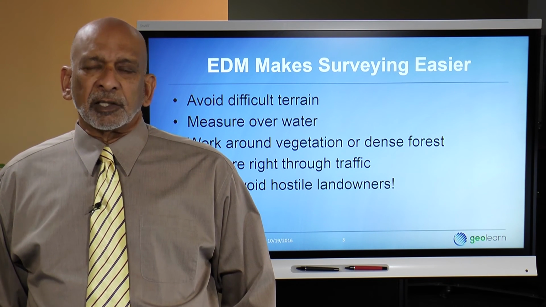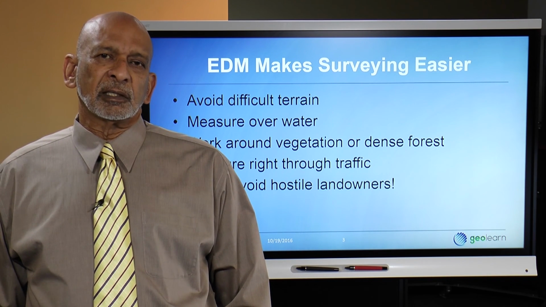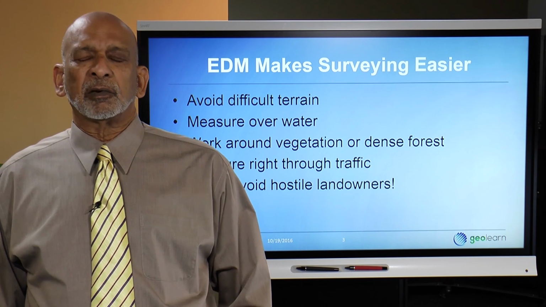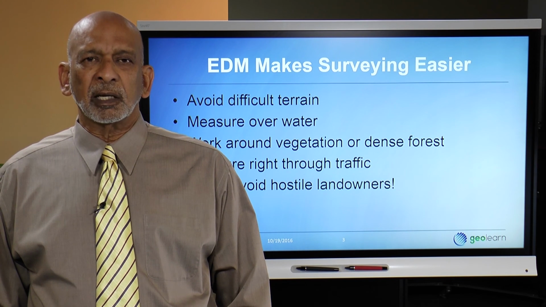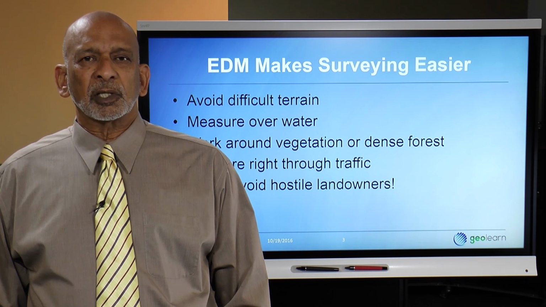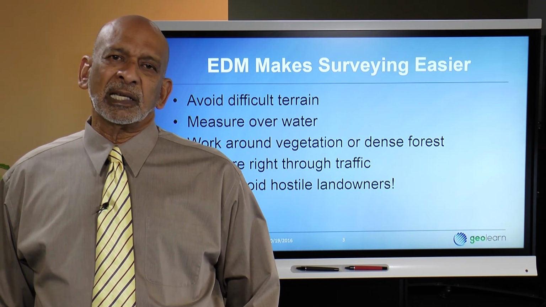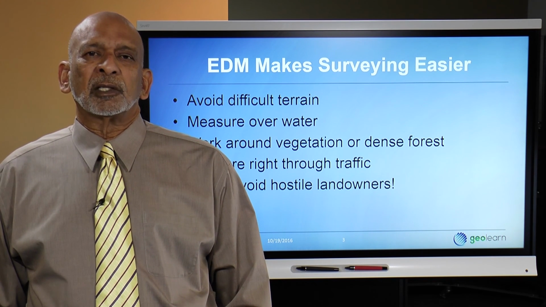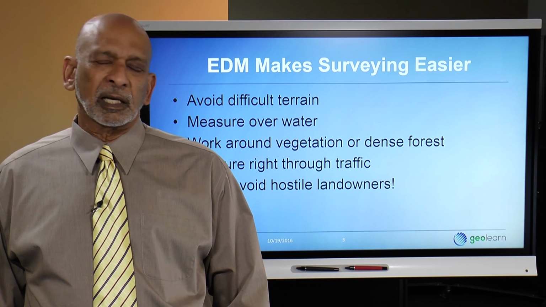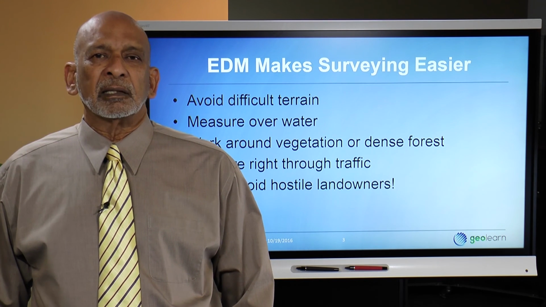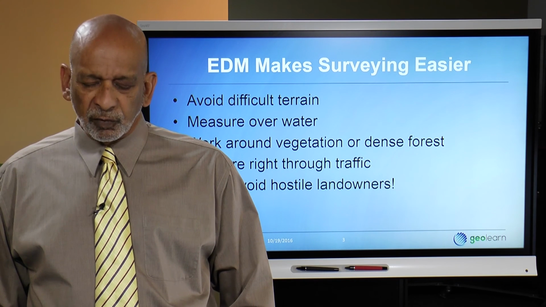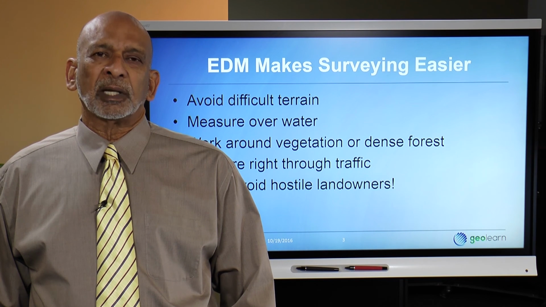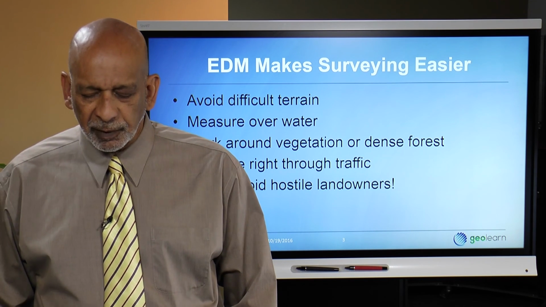EDM in general makes surveying easier. So some of the obvious things that you have already encountered from using steel tapes is that if you have difficult terrain, if it's very steep or very rocky, or you have lots of ups and downs, you can often measure quite easily over all of this with an electronic distance meter. If your line of measurement takes you through a swamp or other kinds of water like a pond or a river, again, the electronic distance meter allows you to measure over that obstacle that makes being in the actual line being measured difficult, if not impossible.